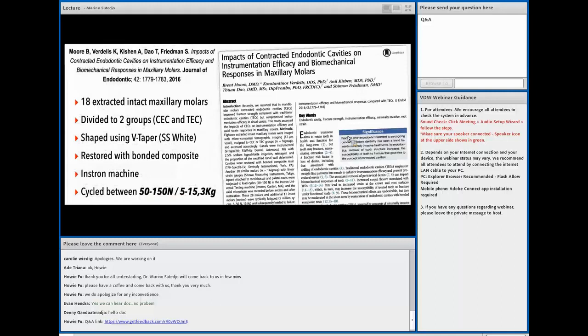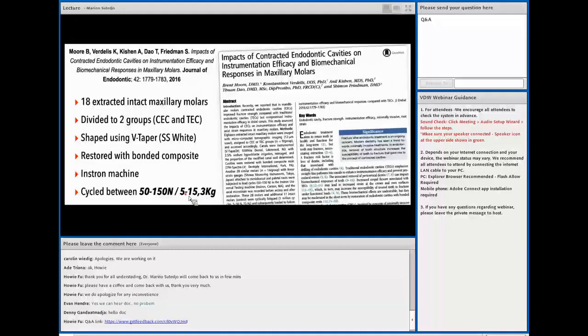So in this research done in 2016, they put bonded composite as their final restorations, and they did it in cycles. Now it is replicating our biting forces. And they cycled between 50 to 150 Newtons, so it is roughly about 5 to 15 kilograms.